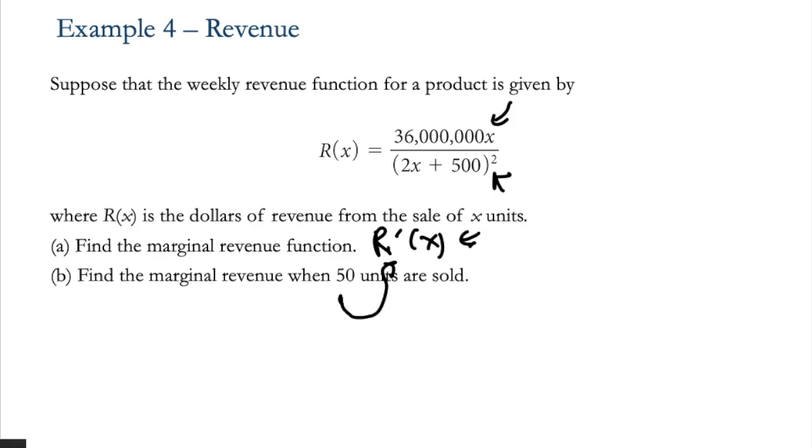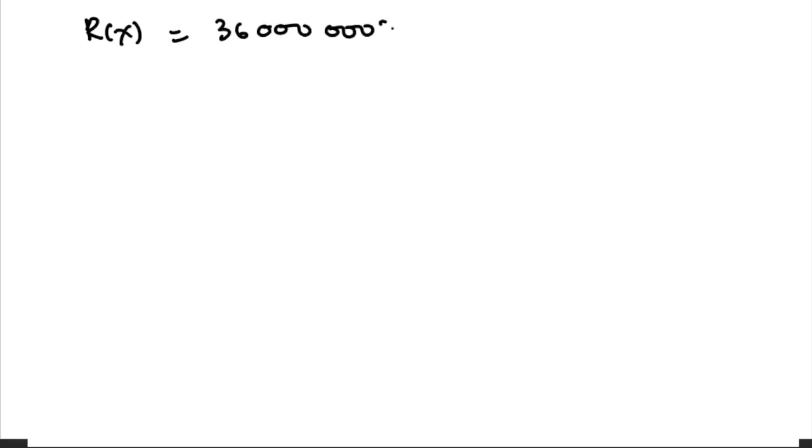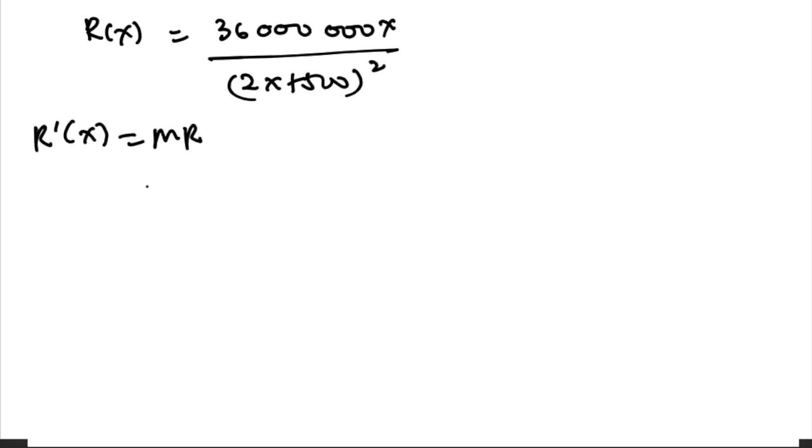Okay, so let's go back to this because we want to solve it. Before this, otherwise you cannot refer to which one, let me rewrite again the original function. R(x) here is given by 36 million x over (2x plus 500) in bracket squared. So we need to find R prime x, which is marginal revenue. Because it's a quotient with x on both numerator and denominator, we need to use the quotient rule. Now let's do it one by one.